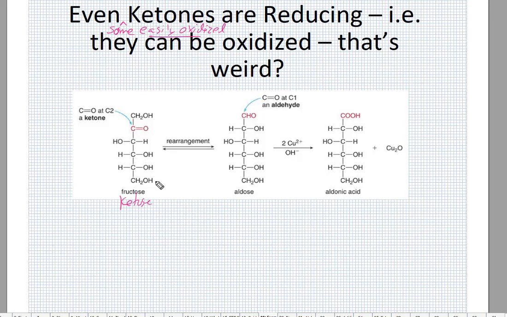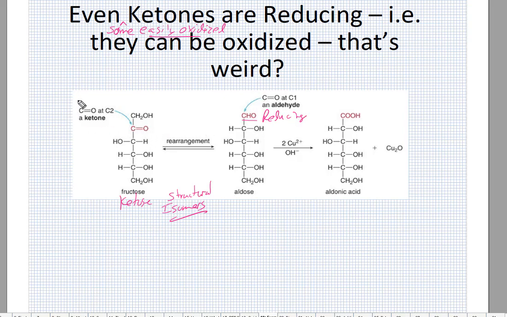These guys, again, they're not optical isomers. They're not diastereomers or anomers. They're just different structural isomers. So this actually is an aldose. So the ketose becomes an aldose, and these guys are structural isomers. They're not optical isomers. And because of this rearrangement, forming the aldehyde here, now it is reducing. So this guy is reducing.